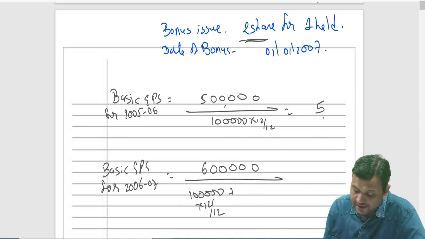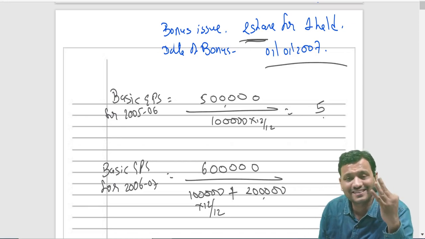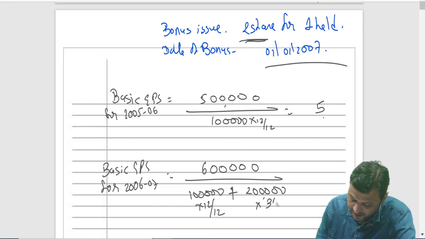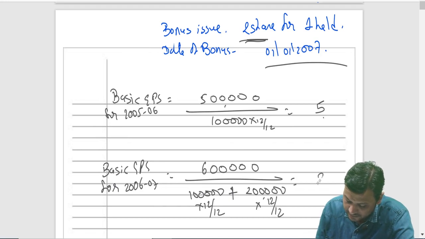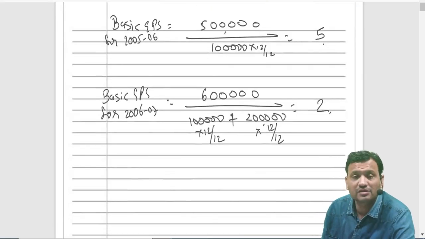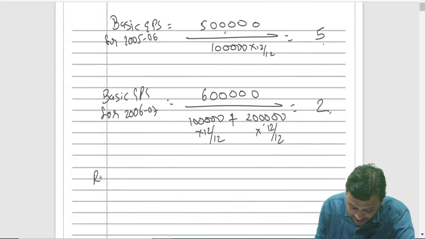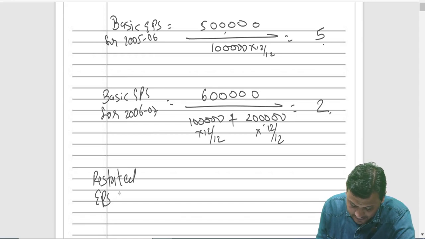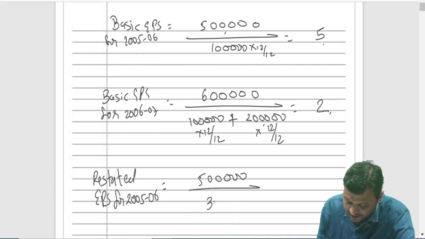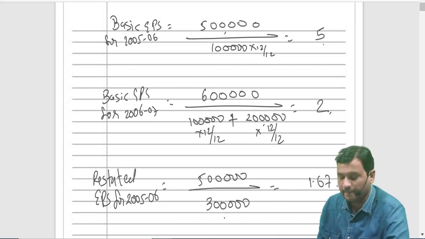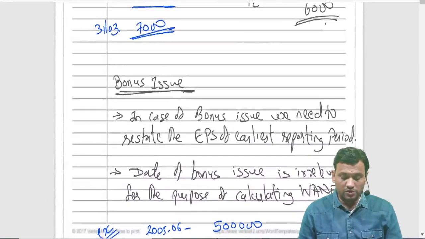And I'm issuing 2 shares for every 1 held. So what should I do? Bonus shares are 2 lakh. Now, when did I issue? On 1st January 2007. So if you look properly, it is 3 months, January, February, March. But for the purpose of calculating bonus, we will say not 3 by 12, we will say 12 by 12, which is 2. And whenever bonus happens, we are supposed to adjust, or restate, the EPS of the previous year. So we'll have something referred to as restated EPS. For 5-6, that is 5 lakh divided by the bonus effect, that is total 3 lakhs, 1.67 approximately. So of course, this is what we are supposed to do for bonus issue.